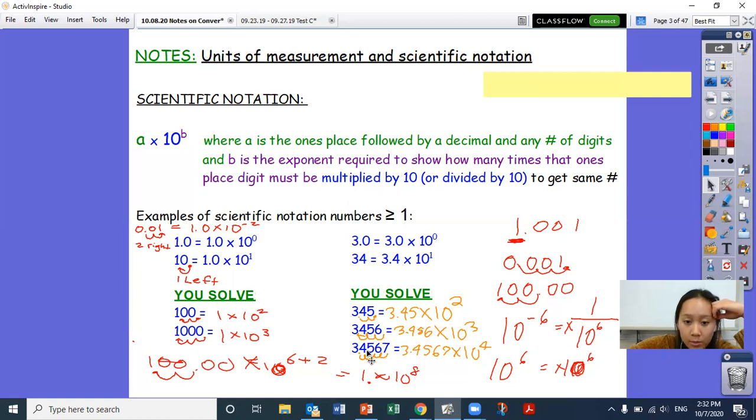Okay, same thing with the 34,567, right? The decimal, you're going to move it in front of the 7, 6, 5, 4, right behind the 3. So you've moved it 4 times. So your exponent is a 4, right? After you've moved the decimal, this automatically becomes your new base number. So 3.4567, and you're going to see is 34,567 bigger than 3.4567? Yes. So that means this 4 stays positive up here.